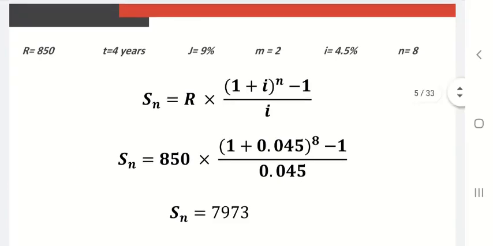By substituting for R equal 850, T total time equal 4 years, and J equal 9%, M equal 2, so I will be equal 4.5%, and N will be equal 8. In the formula, S sub N equal R times 1 plus I to power N minus 1 over I, so S sub N will be equal 7,973.